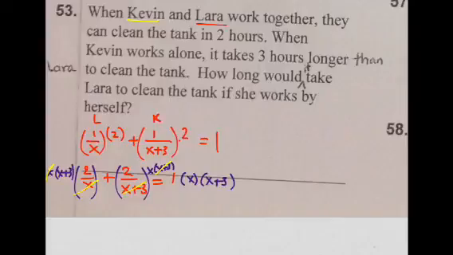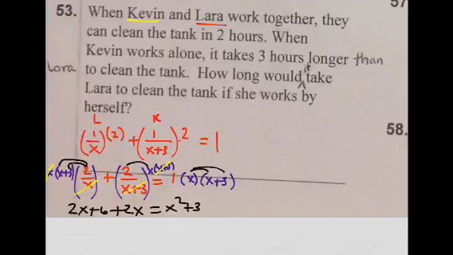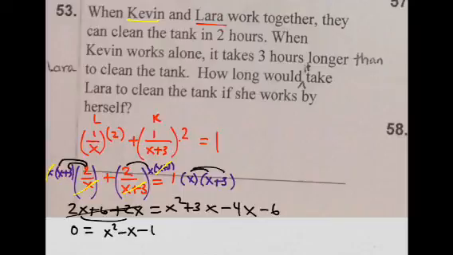So that leaves me with, I'm going to distribute the 2 here, 2x plus 6, and then the 2 times x equals, and then distribute right here, x squared plus 3x. I'm going to move everything to the right side so that I have x squared positive on the right side. So this is 4x, so I'm going to subtract 4x, and this is 6, I'm going to subtract 6. So now the left side is 0. So 0 equals x squared minus x minus 6.